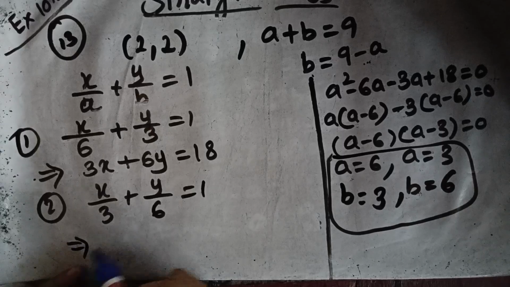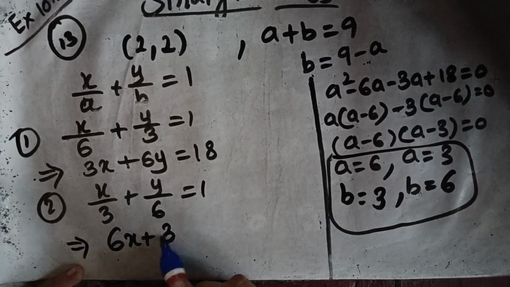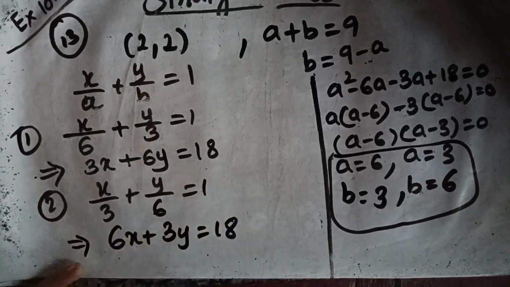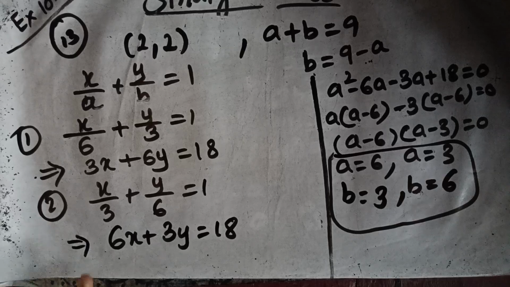So this is 6x plus 3y equal to 18. Okay, this is the second equation.